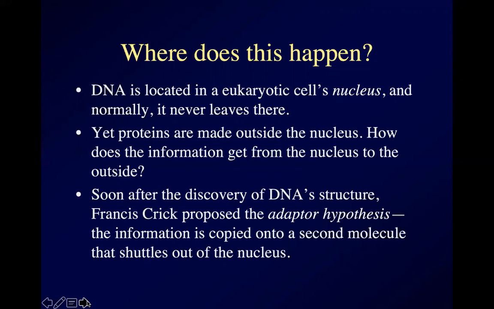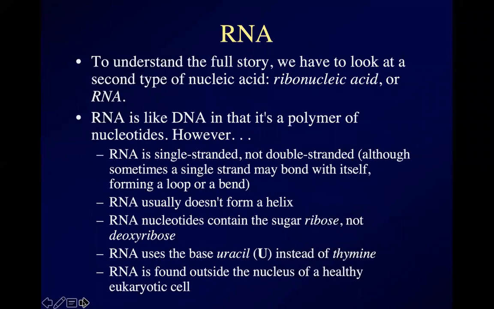Okay. The thing that information is copied onto is a second type of nucleic acid called ribonucleic acid, or for short, RNA. RNA turns out to be that adapter. RNA is a molecule that copies information from DNA and takes it out to where proteins are actually made.